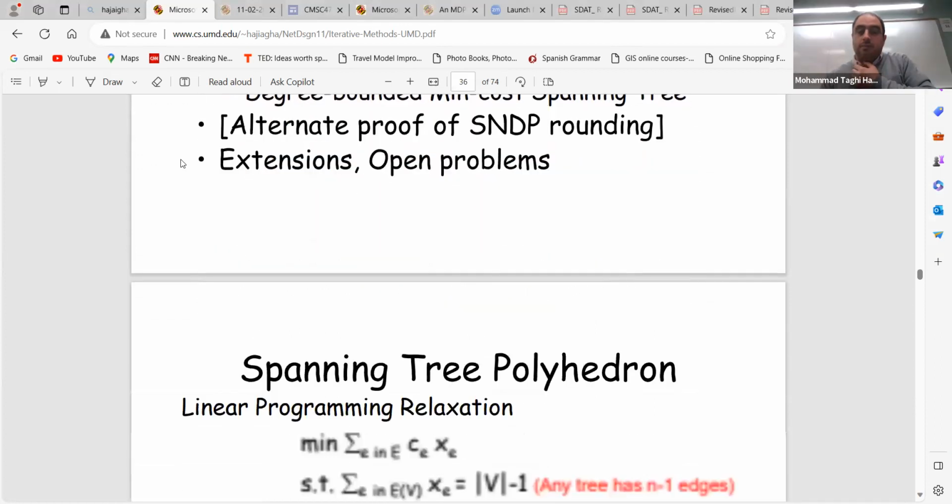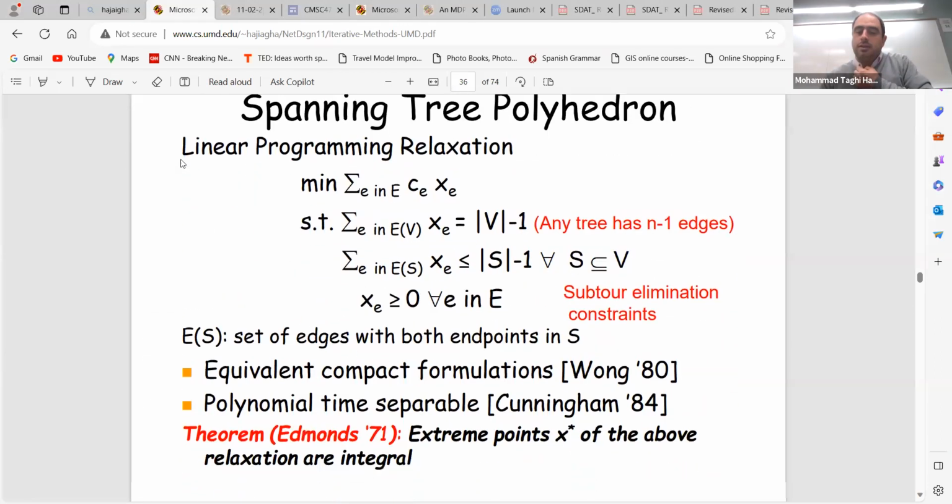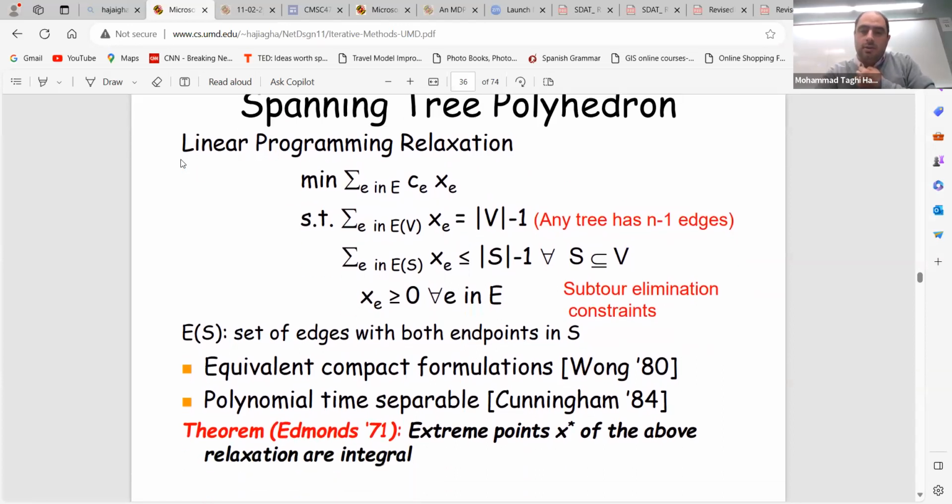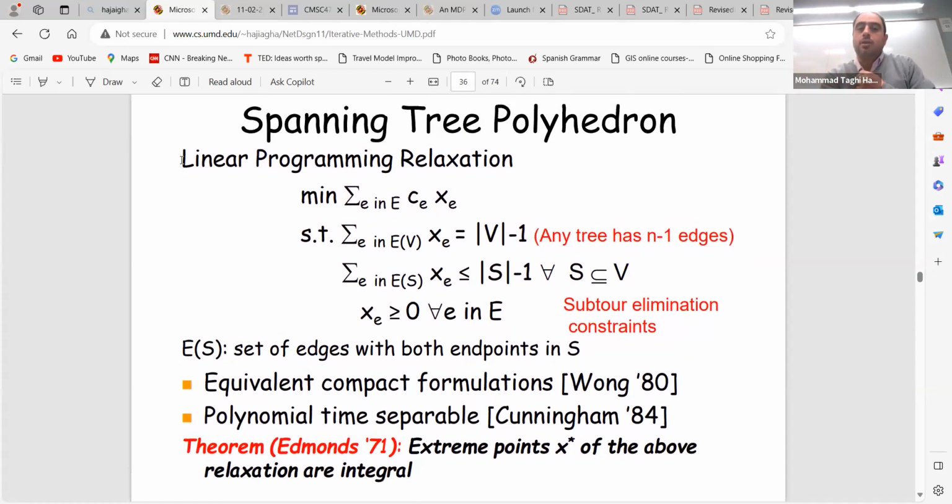So let's start with minimum spanning tree. Let's write the minimum spanning tree, a spanning tree polyhedron. This is a linear programming relaxation that you can write for it. I will say that this is the minimum.